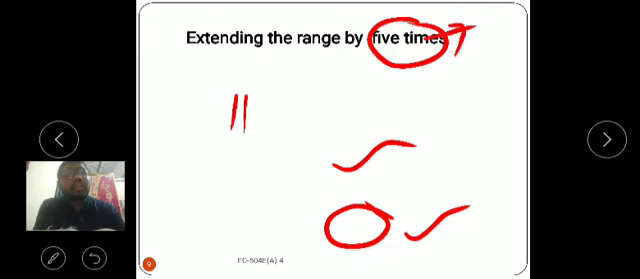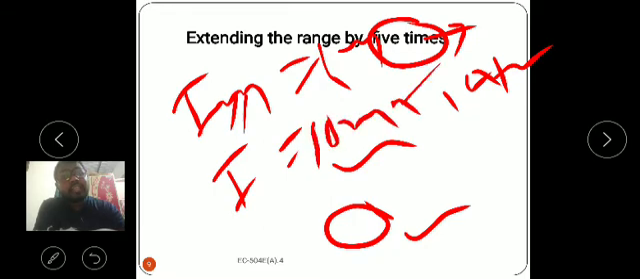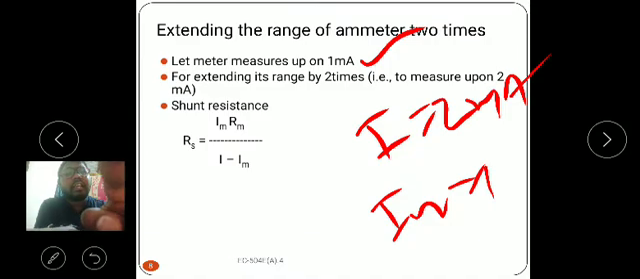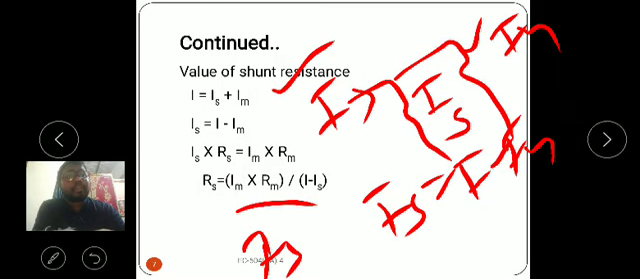In place of 5 times, if you substitute 10 times, then Im is equal to 1 milliamp only, then I is equal to 10 milliamps. Already, for example, for 5 times, how much are we getting? Rs is equal to 12.5. 12.5 is for 5 times. For example, 10 times is double, 12.5 doubled is nothing but 25 amps. In this way we are getting different examples for extending the DC ammeter.